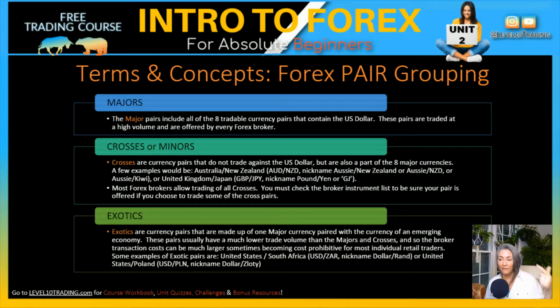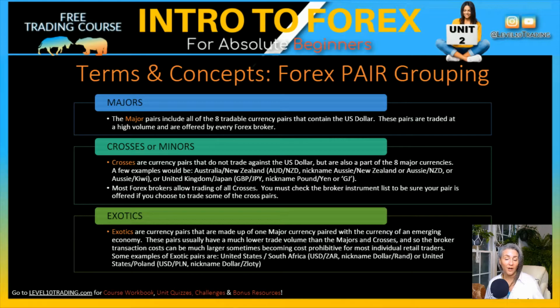So we have the list that I gave you on the slide right before this. So all of the crosses or minors are going to be on that list, but they're going to be pairs that don't have the US dollar in them. Most Forex brokers, I haven't come across one that didn't, but most Forex brokers allow the trading of all the crosses. But you have to check with your broker. They will always have an instrument list to be sure that your pair is offered if you choose to trade some of the cross pairs. And I do. I trade some of the cross pairs.